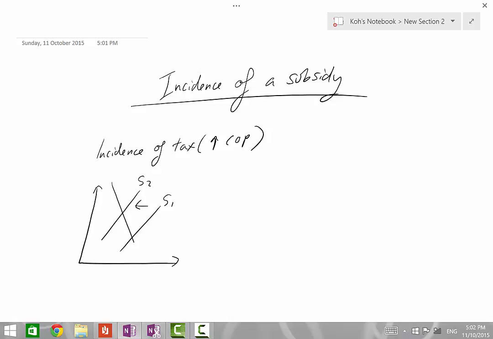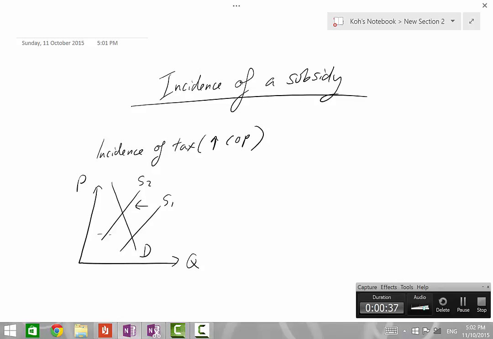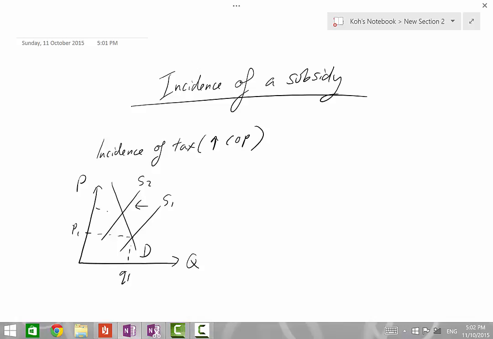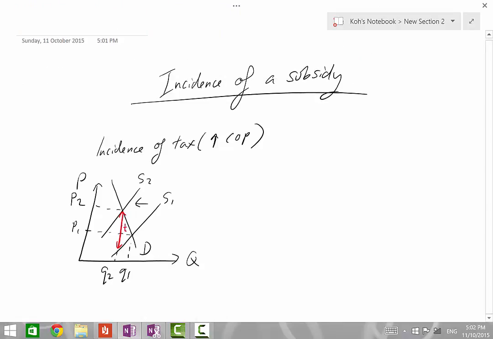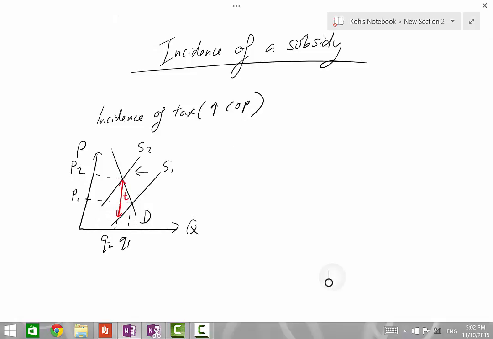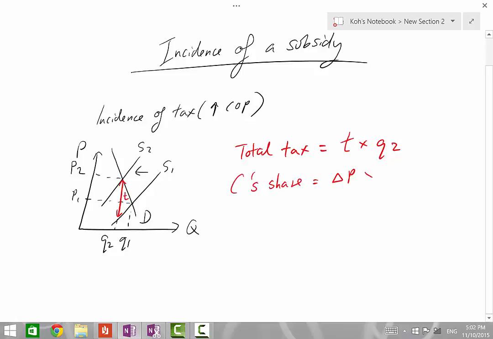Okay, and given P and Q, you can see that your original equilibrium is here. Okay, this is P1, this is Q1, followed by P2, Q2. Okay, so the total tax is given by the vertical distance between the supply curves. Okay, so total tax is T multiplied by Q2. Okay, the consumer's share is always given by the change in price multiplied by Q2.